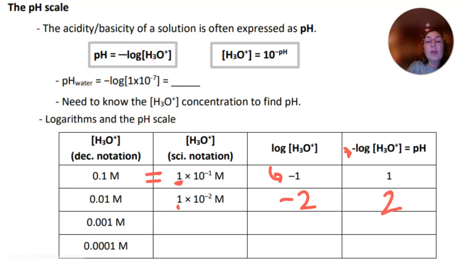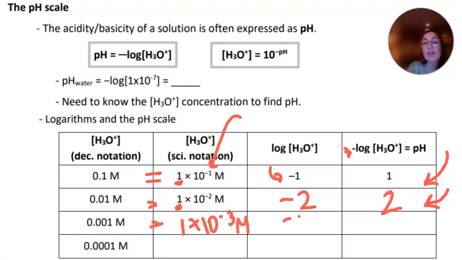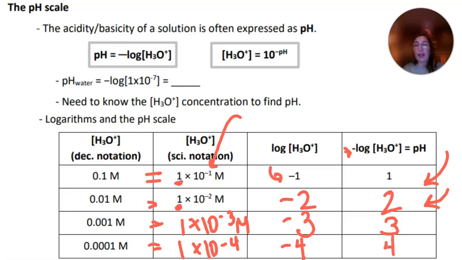So again, if we have a 1 in front of our scientific notation, then our exponent actually tells us our pH. That's kind of slick. So 0.001 is the same as 1 times 10 to the minus 3 molar. Take the log of that and you get minus 3, and switch the sign and you get 3. 0.0001 is 1 times 10 to the minus 4. Take the log of 1 times 10 to the minus 4, and you get minus 4. And then switch the sign, and you get a pH of 4.